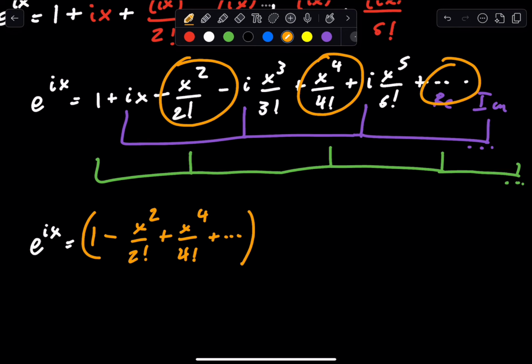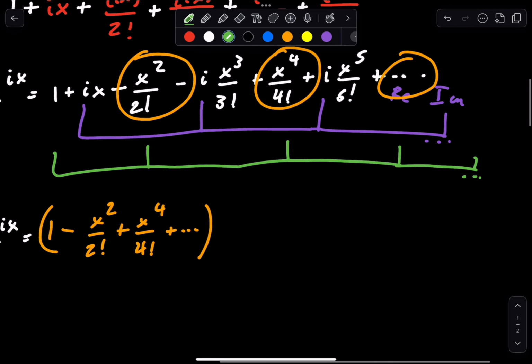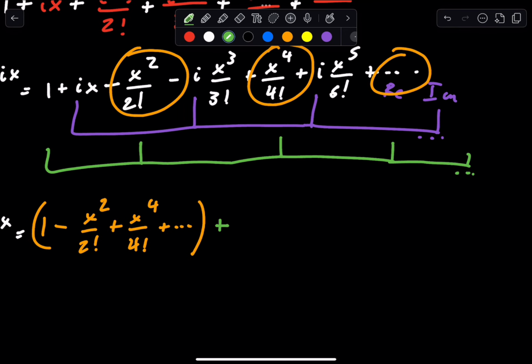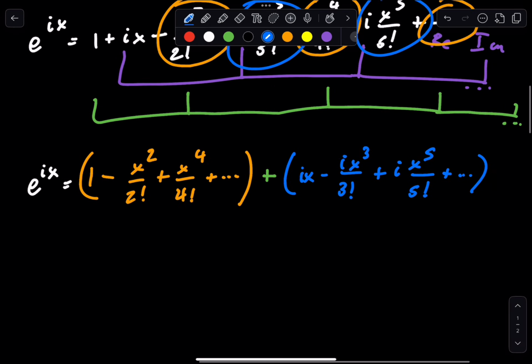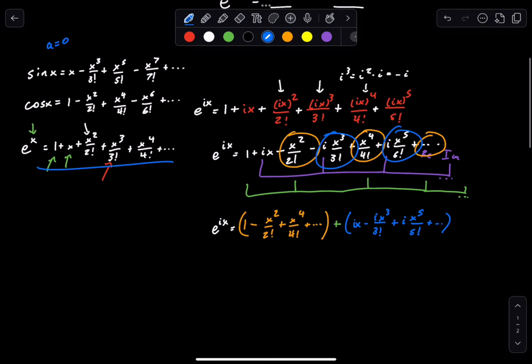Now, what happens if I group all of my imaginary terms? Now I have plus, I'll do blue, plus ix, imaginary, minus i times x cubed over 3 factorial, imaginary, plus i times x to the 5th over 5 factorial, plus dot, dot, dot, just like that. So this is very simple. We just use the e to the x, we plug in ix for x, then we just simplified a little bit, and we grouped all of our terms.